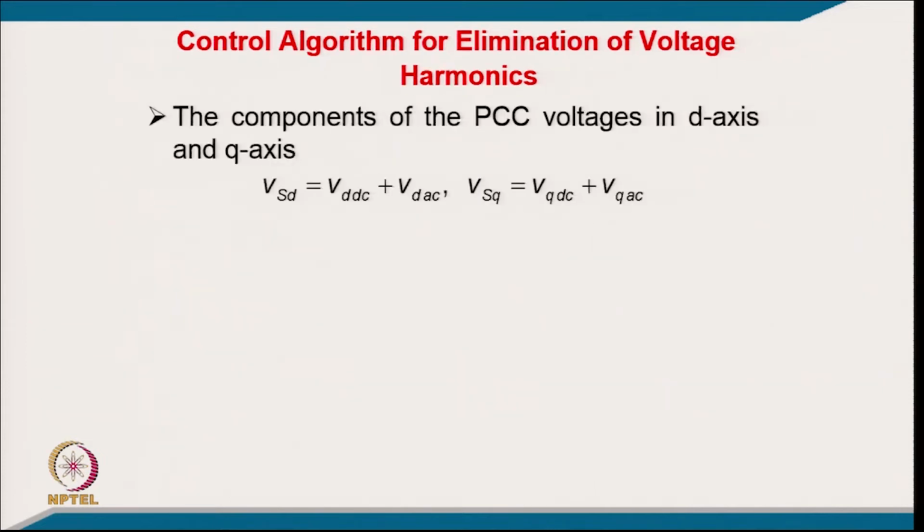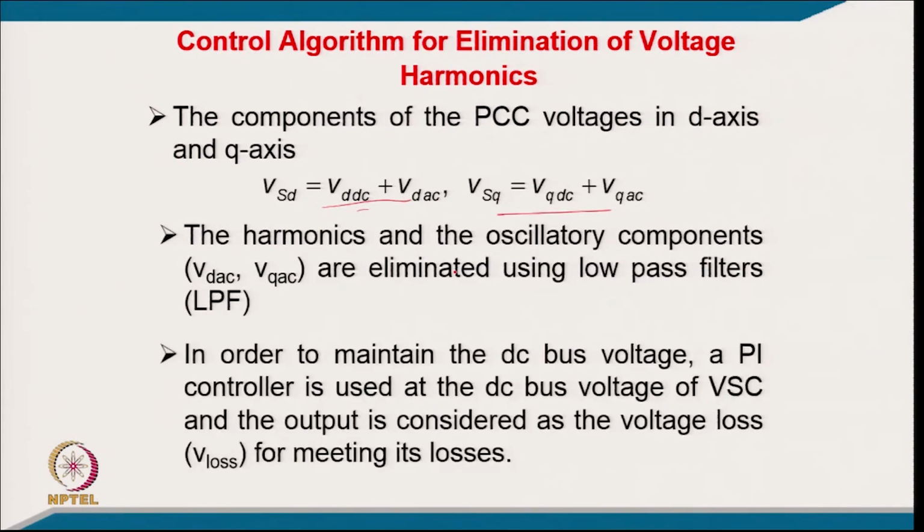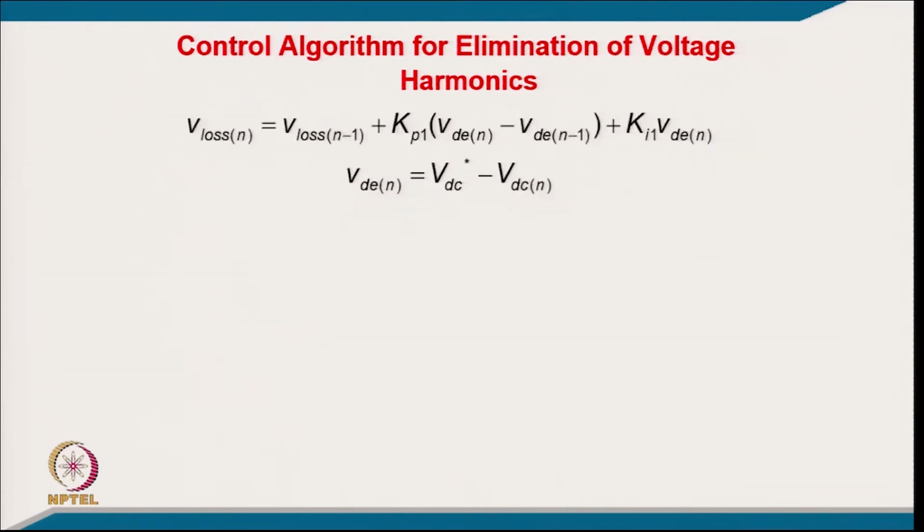Coming to the expression of the PCC voltage, in the D axis we have a DC component and an AC component, and similarly in quadrature also, a DC component and the harmonics and oscillating components, which are eliminated by using the low pass filter. In order to maintain the DC bus voltage, a PI controller is used at the DC bus of the voltage source converter, and the output is considered as the voltage loss for meeting its losses. This is typically the PI controller we keep on the DC link voltage to take care of the voltage loss. This is the reference DC link voltage of the series active filter, and this is the filtered DC link voltage of the series active filter.